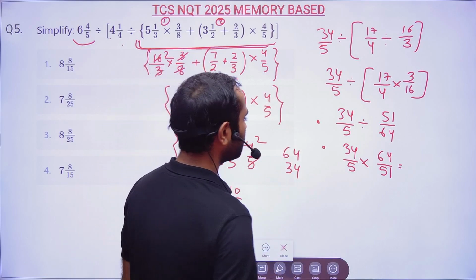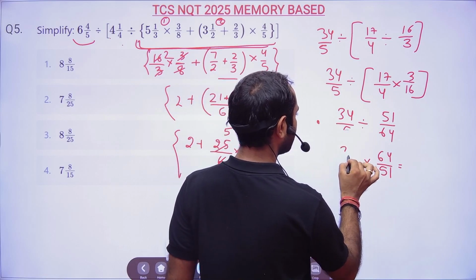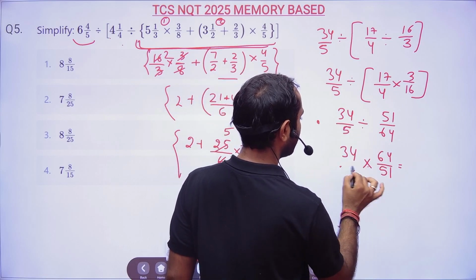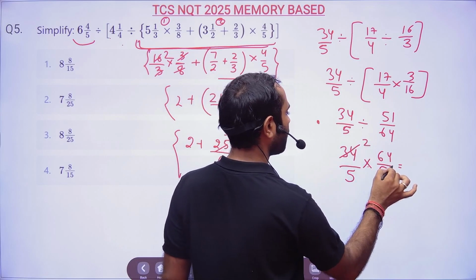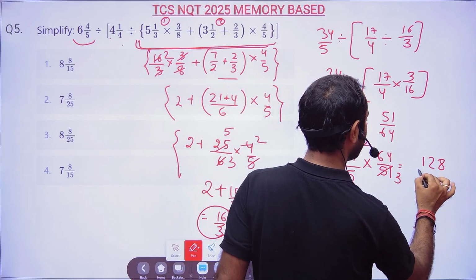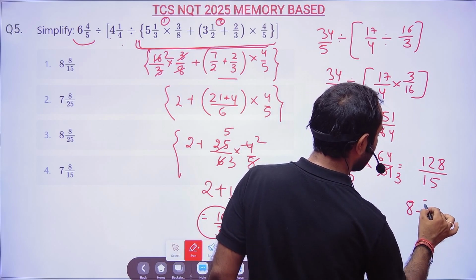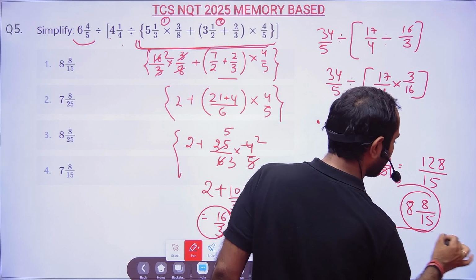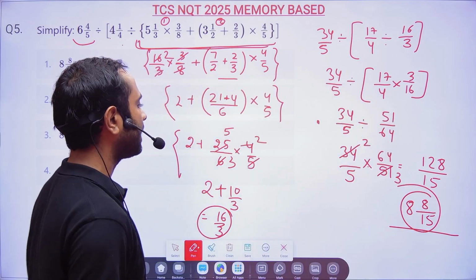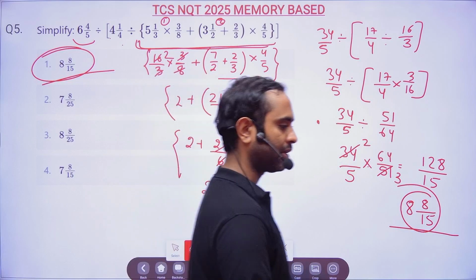But before that you see, 17, oh sorry. So 34 by 5. So 17 2s are 34 and 17 3s are 51. So this is 128 divided by 15. So 15 8s will be 120 and 120 plus 8 will be 128. So finally 8 by 15. Option A will become the correct answer for this particular problem.